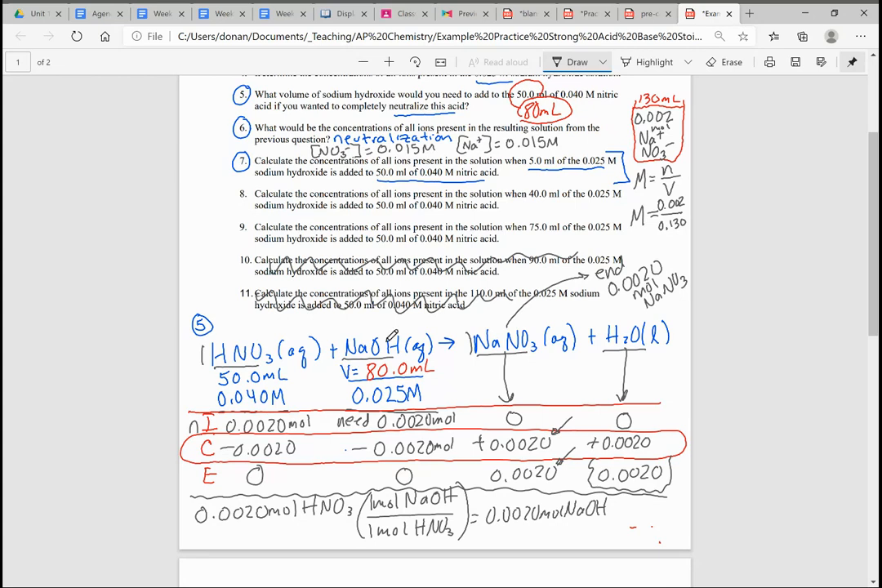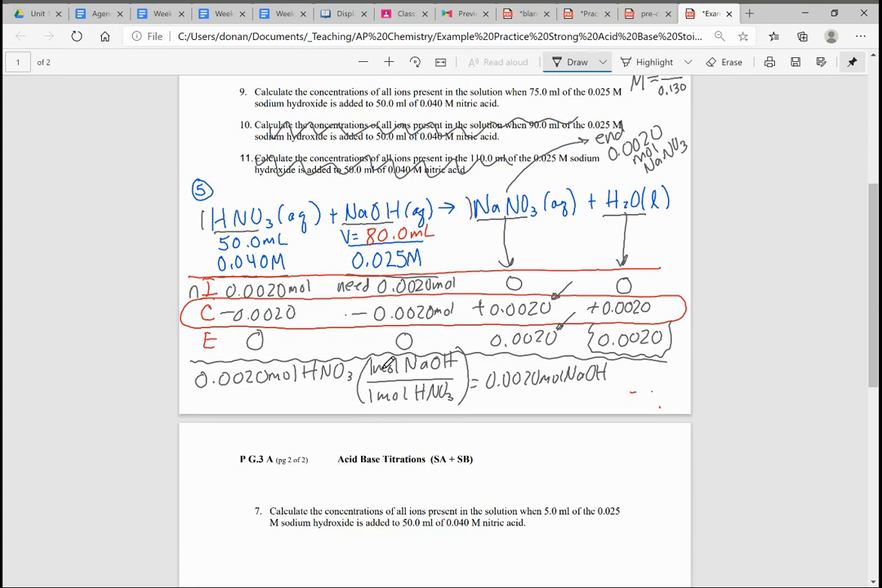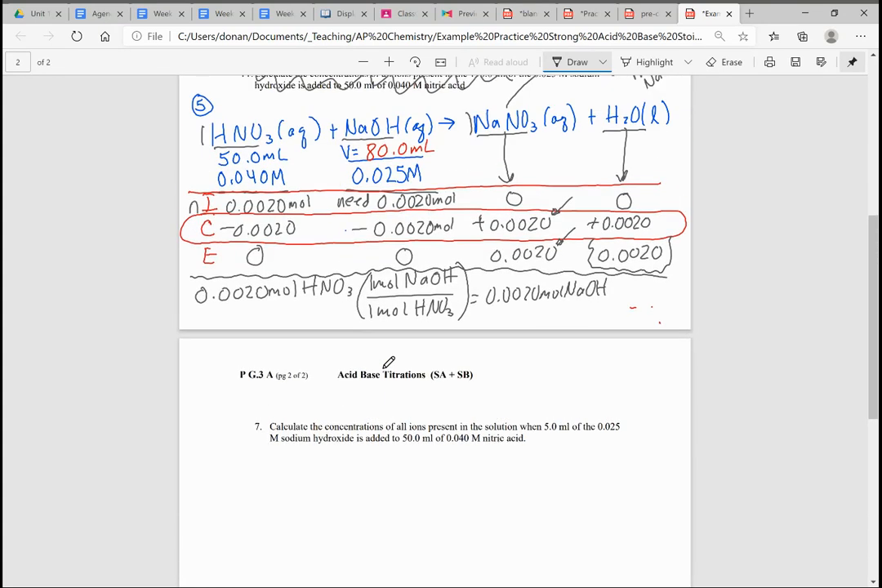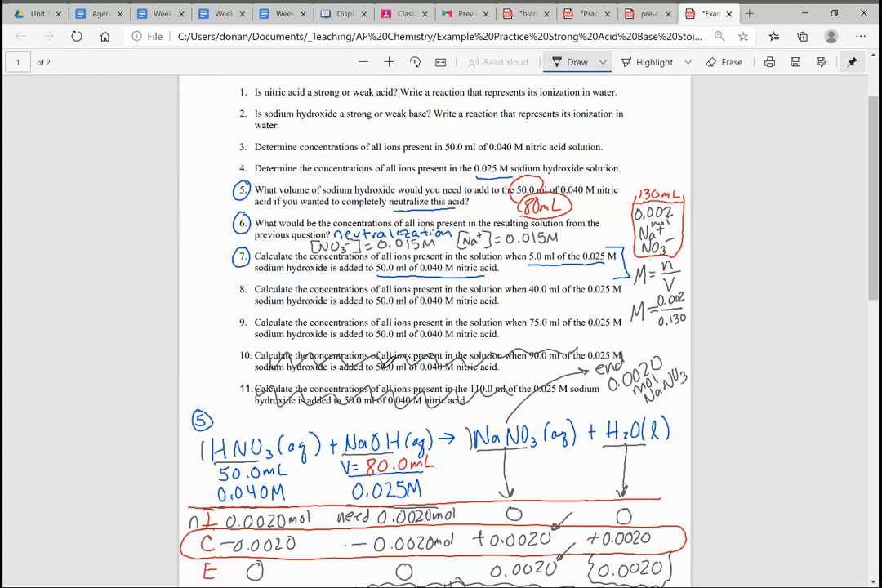Okay, so now we're going to do number 7, and number 7 is not a neutralization. Number 7 is saying, let's compare number 7 to number 5. In number 5, we found out that for 50 milliliters of 0.04 molar nitric acid, we needed 80 milliliters to neutralize it. For number 7, it says for 50 milliliters of 0.04 molar nitric acid, what if we only add 5 milliliters? Well, that's a lot less than the 80. So I'm definitely not neutralizing all my acid in this one.